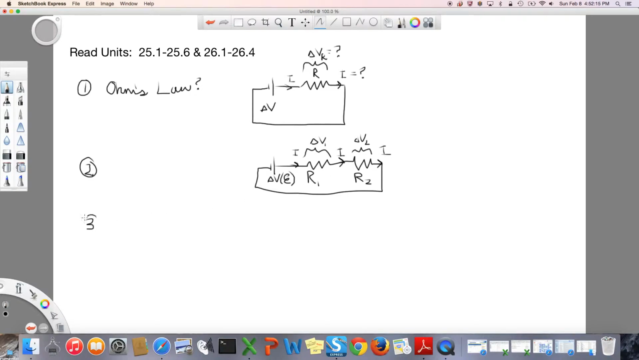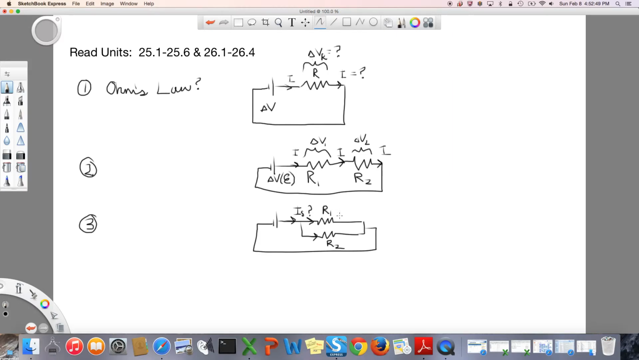The third situation would be a parallel situation. Imagine that we had two resistors, one here and one here, that were in parallel with each other. And then after coming back together, they go back to the battery, and they'll still have resistances R1 and R2. Tell me about the current coming out of the battery, current into R1, and the current into R2. How do those currents relate to each other?